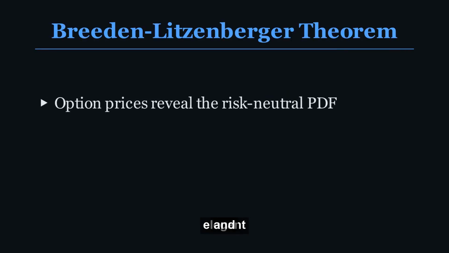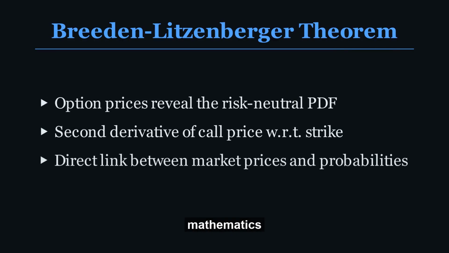One of the most elegant and powerful results in financial mathematics is the Breeden-Litzenberger theorem. It states that if we have a continuum of call option prices across all strike prices for a given maturity, we can directly infer the market's risk-neutral probability density function for the underlying asset's price at expiration. Think of it like this: each option price contains a tiny piece of information about the market's belief regarding future price outcomes. By observing how these prices change with strike, we can reconstruct the entire probability distribution, a truly remarkable feat.